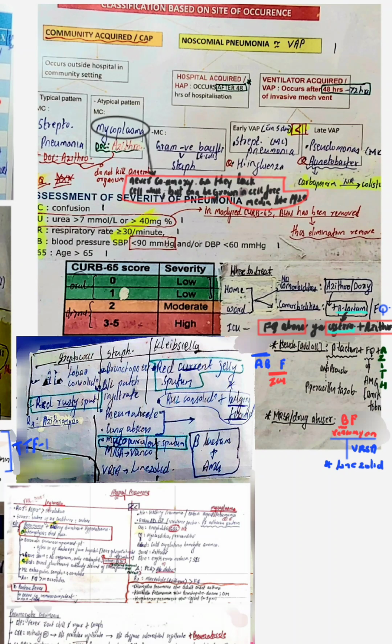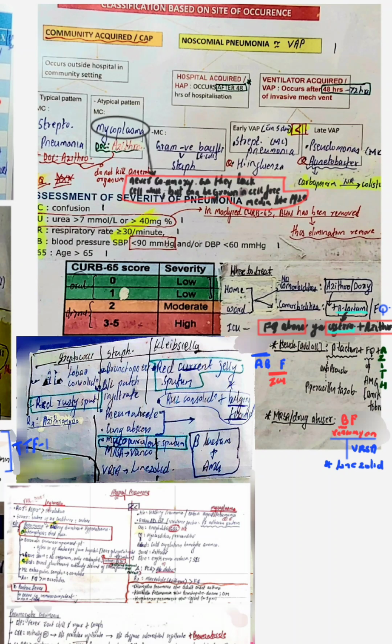Nosocomial pneumonia is generally considered ventilation associated pneumonia. Hospital acquired pneumonia generally occurs 2 to 3 days after admission. Most common are gram-negative bacilli, for example E. coli. Second is Staph aureus.